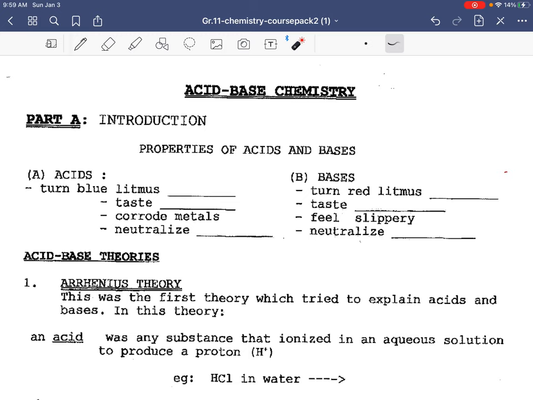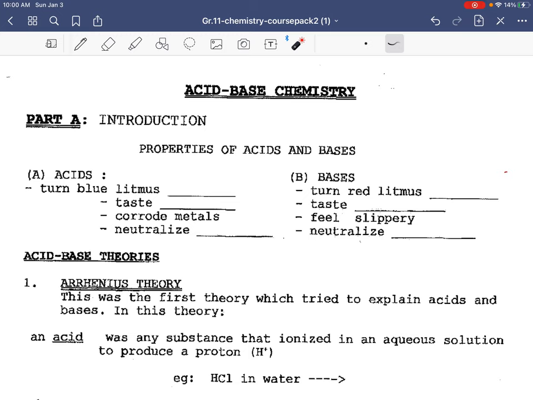For example, HCl. HCl is a gas, hydrogen chloride. But if HCl is dissolved in water, which becomes aqueous, we don't call that hydrogen chloride. We call that hydrochloric acid because right now, as an aqueous, it would have acidic property rather than gaseous property.